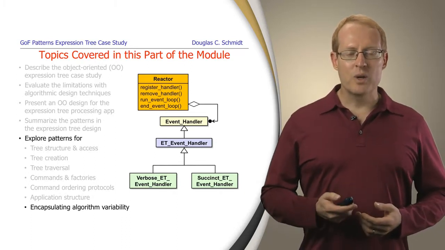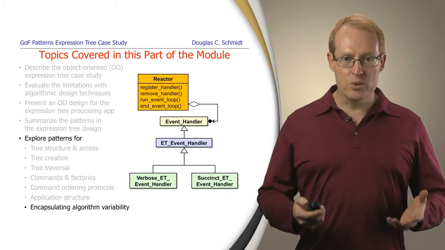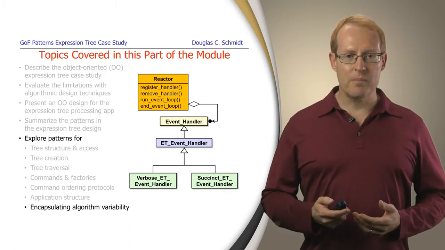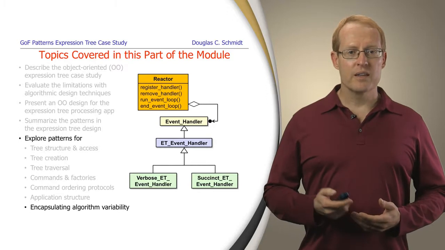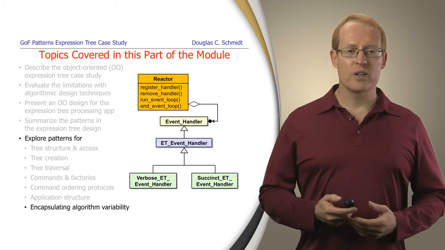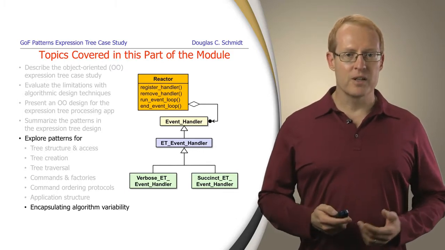After that, we talked about patterns for ordering commands to obey the appropriate usage protocol, and that was the state pattern. Then we talked about patterns for structuring the application control flow, the reactor pattern and singleton. And now, finally, we're going to talk about various patterns that encapsulate algorithm variability.